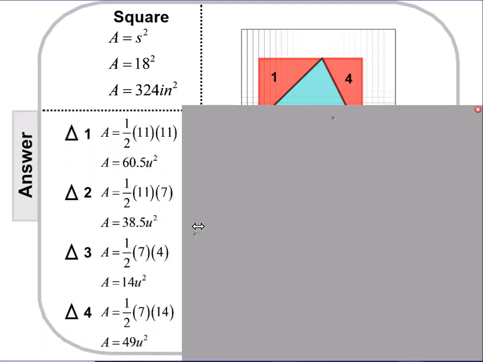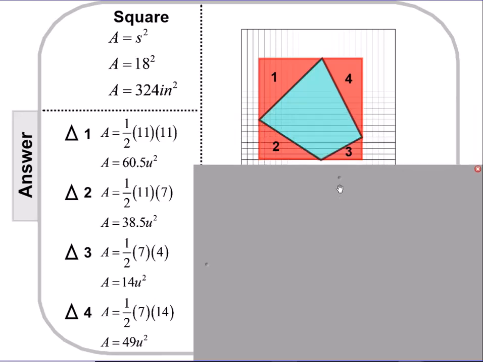Then I'm able to take a look, and I've created 4 triangles around the shape I'm trying to find the area of. Triangle 1 is 11 by 11, 11 for the base, 11 for the height, so my area is 60.5. Triangle 2, I have 11 as the base and 7 as the height, so my area is 38.5. Triangle 3 has a base of 7 and a height of 4, so my area is 14 units squared, and triangle 4 has a base of 7 and a height of 14, so my area is 49 units squared.